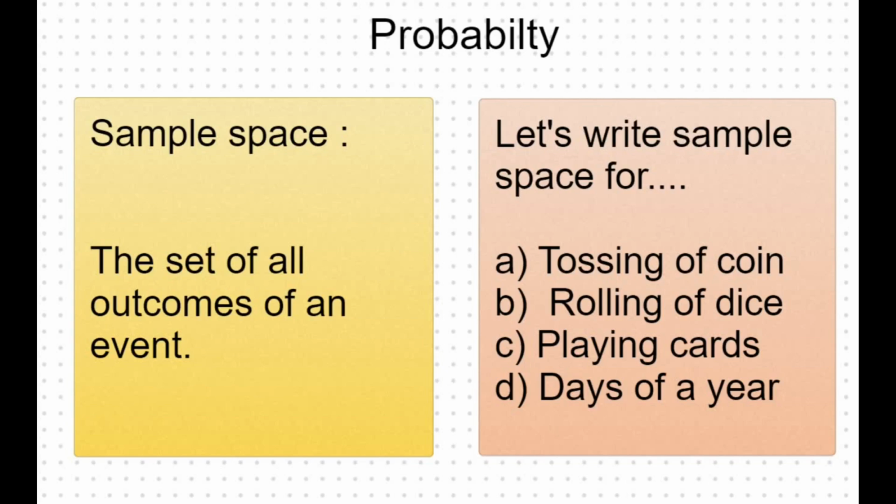Since the probability of happening of an event is the ratio of the number of favorable outcomes of an event to the total number of outcomes of an event, we will know the total number of outcomes and favorable outcomes if we write every event's sample space. What is the meaning of sample space? Sample space is the set of all outcomes of an event. Now let's write the sample space for tossing of a coin, rolling of a dice, about the playing cards, and about the days of a regular year and a leap year.